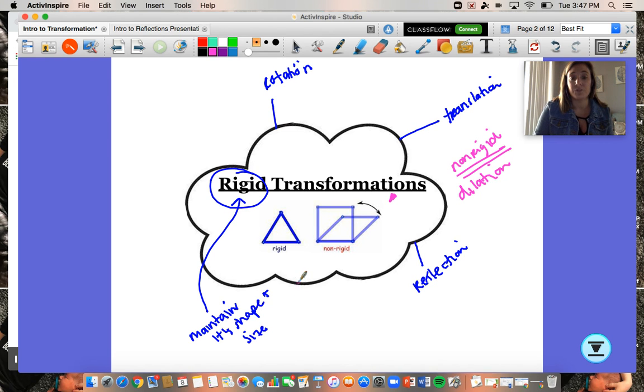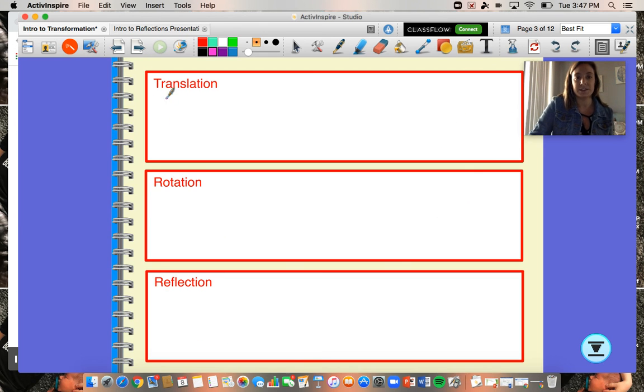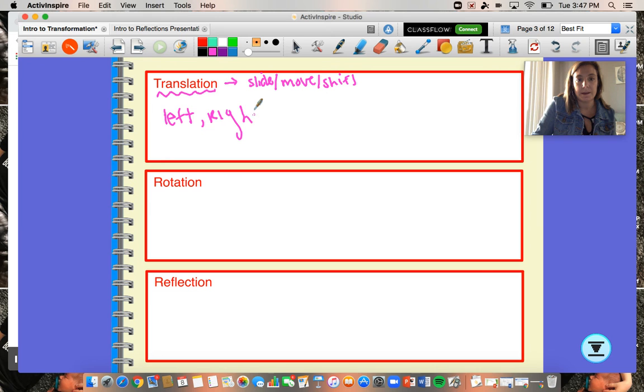Okay, so our focus during this lesson today is going to be on these translations. So translations are, maybe you know them as a slide. We are going to be precise with our vocab, and we're going to use that word translation. So if you try to use that word slide, no, that's not going to work for this. So you can translate something. Slide, move is maybe what you're thinking of. Shift might be a word that came up. So it can go left, it can go right, it can go up, or it can go down.